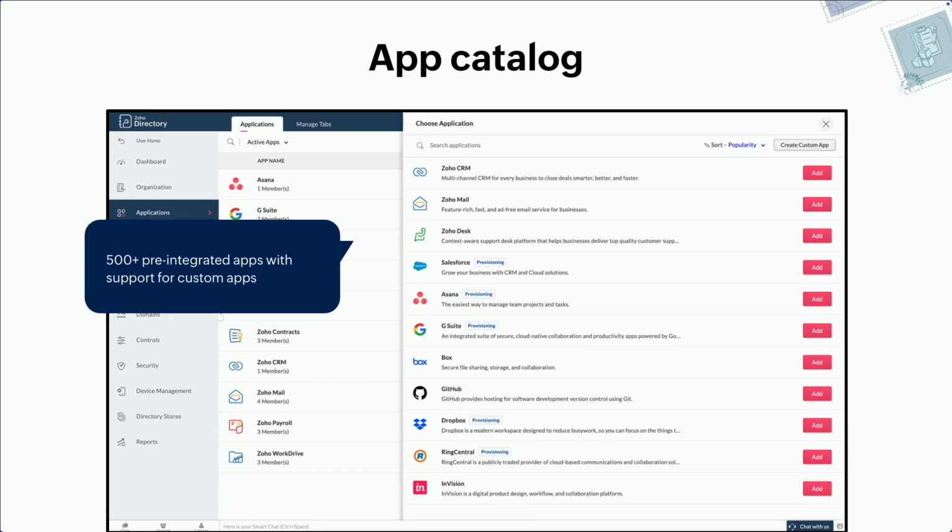Now, this is our app catalog. We have around 500 pre-built integrations, and we also support custom apps. So in case you don't find any of the apps which you use here, you could always go and do a custom integration.